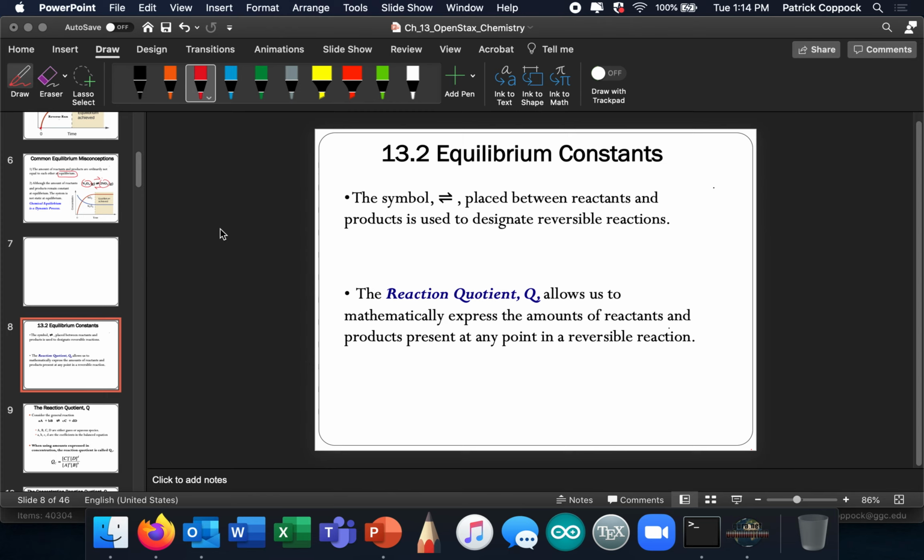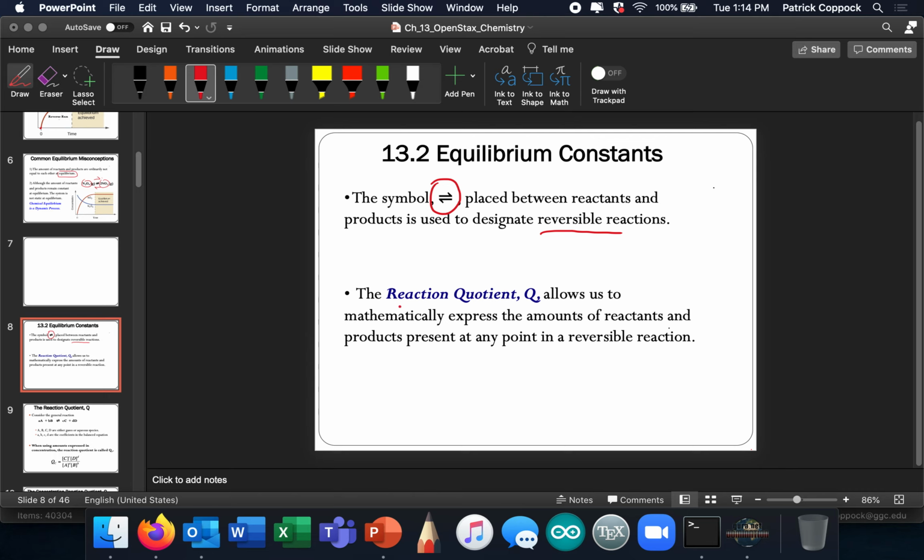Now we're going to quantify the concepts of equilibria, which we learned in the last section. We're going to quantify that by actually looking at the actual numbers, okay? So recall that the symbol, the double arrow, is placed between reactants and products, and we use that when we're talking about reversible reactions, or reactions that go to equilibrium, okay?